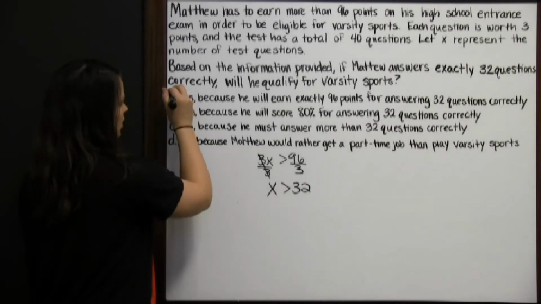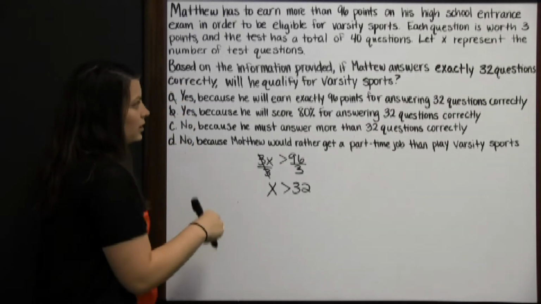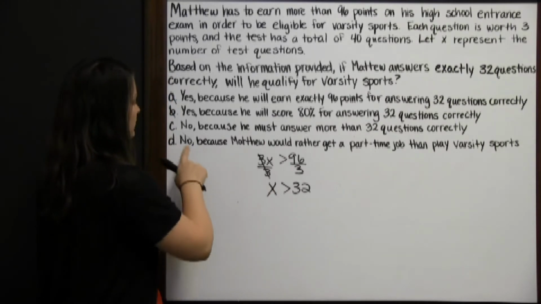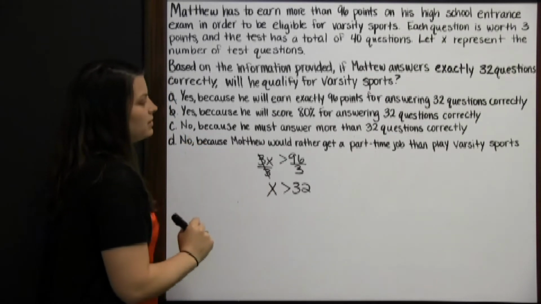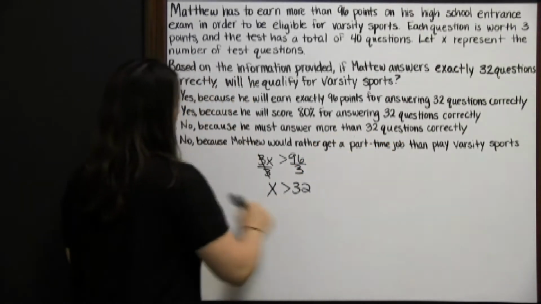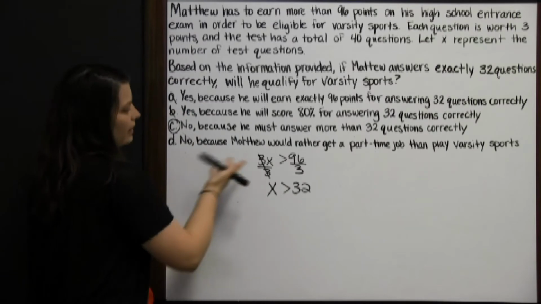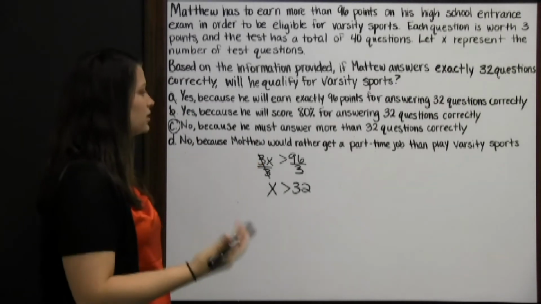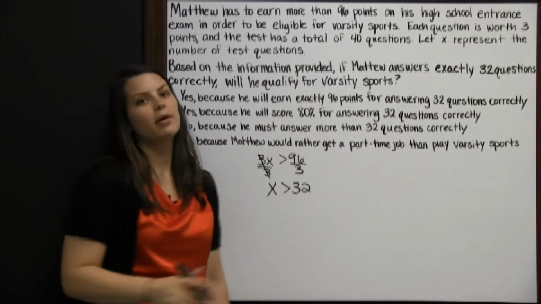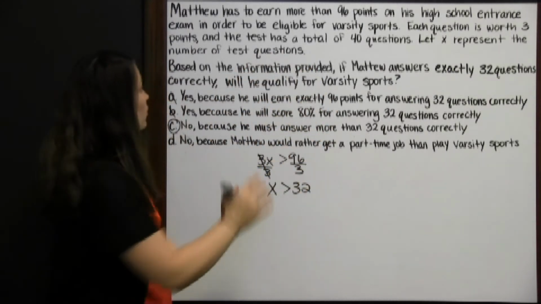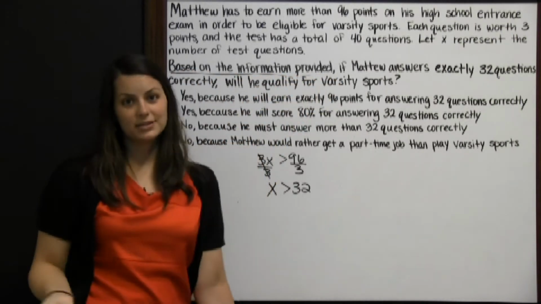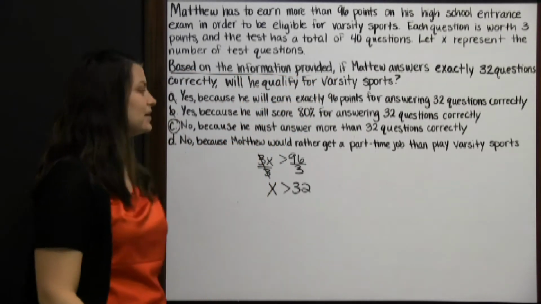So we already know it's not A or B because it's not enough. 32 is not enough to play varsity sports. C says no because he must answer more than 32 questions correctly. And that's exactly right. And then D, where it talks about him getting a part-time job, we don't know anything about a part-time job. So based on the information provided, we can't choose D. So the answer is C.